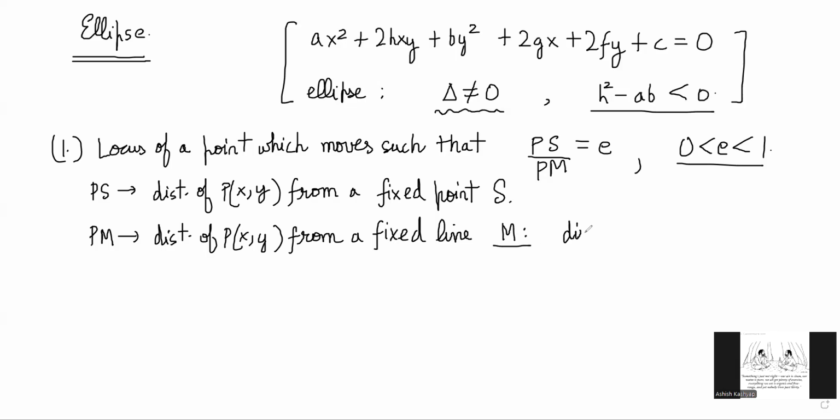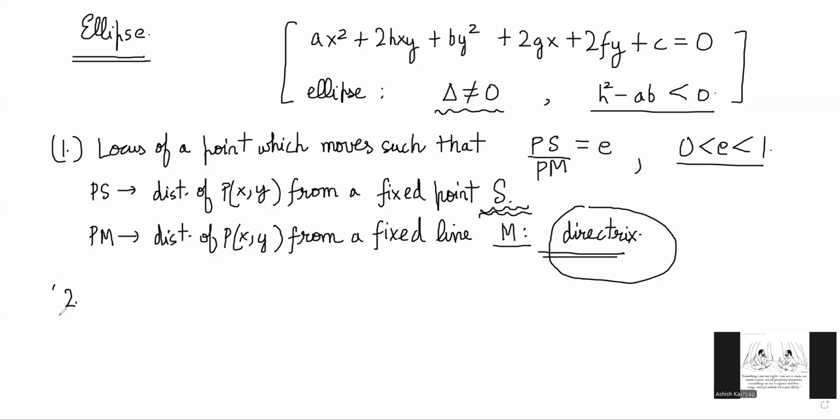This is the directrix. If the ratio of these distances is a constant and that constant has a numerical value less than 1 and is positive, then that becomes your ellipse. Now, how do we get the standard equation of the ellipse? What we do here is we choose a nice line for a directrix and we choose a nice point for the focus. That will give us the simplest or the standard form of the ellipse equation.